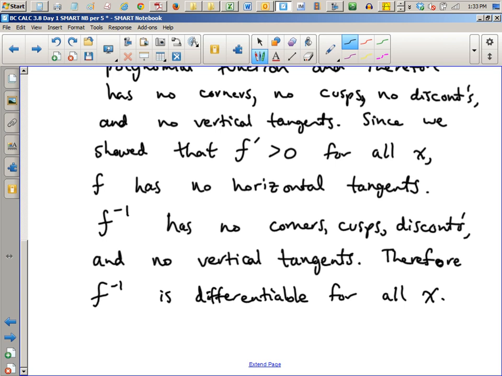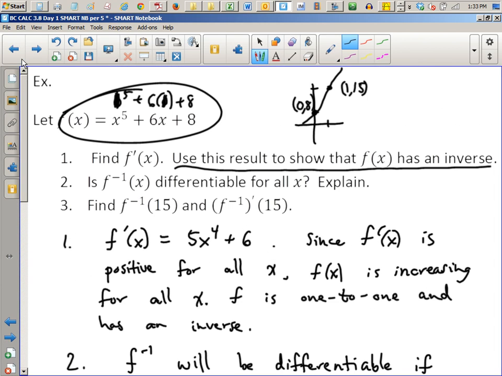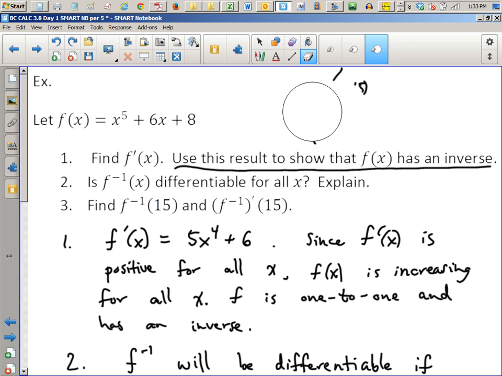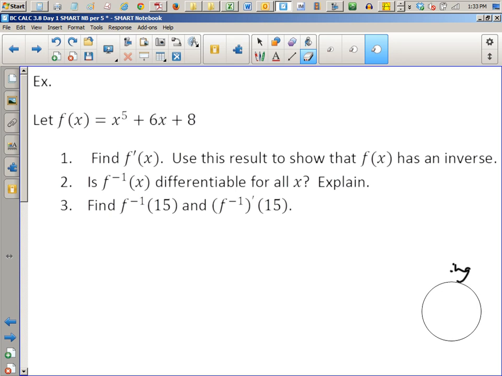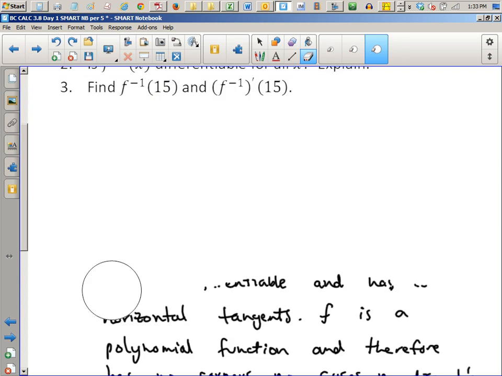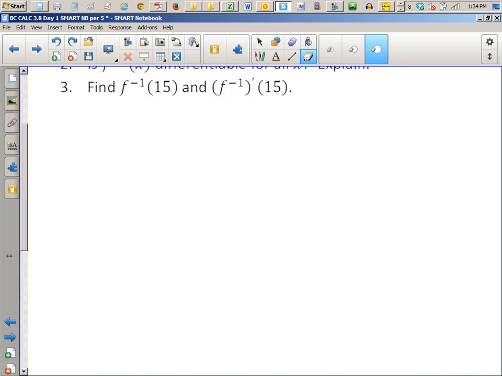We need to answer part C. Okay, part C gets more concrete, and it's just basically saying to find f inverse of 15 and f inverse prime of 15. Okay, so it's a two-part question there. Erasing all this.